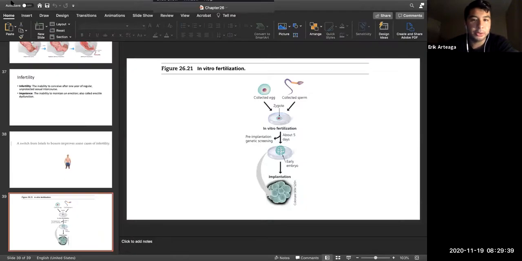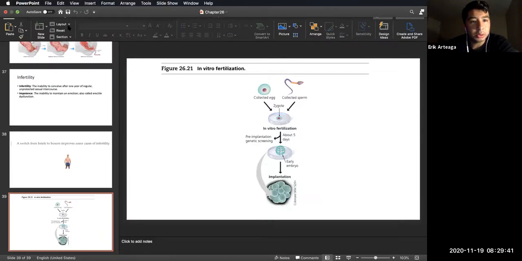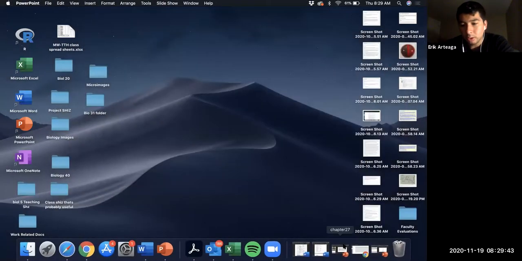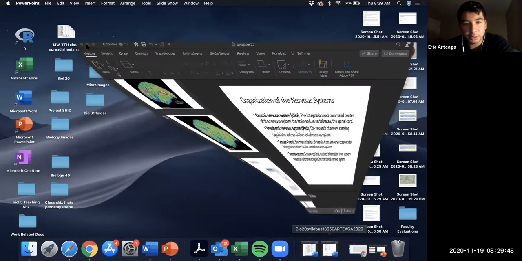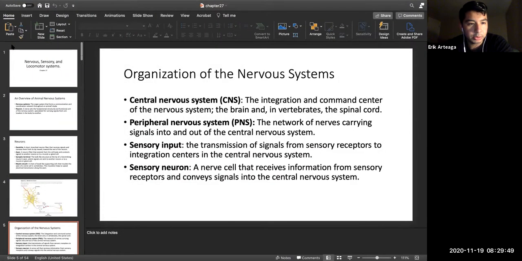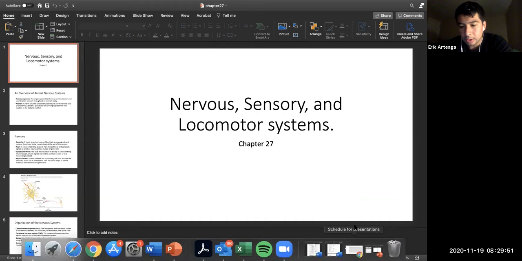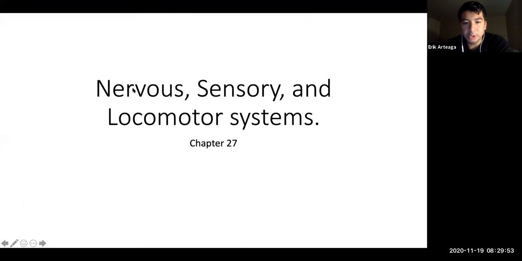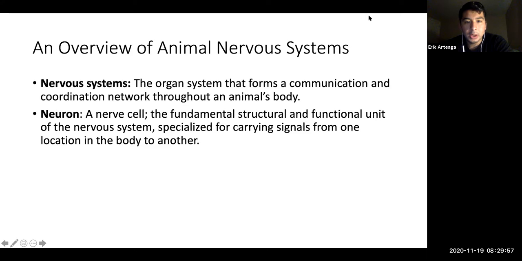All right. That's it for chapter 26. All right. We'll get through about half of 27, I think, because it's a little large. It's a little larger of a chapter if we get through it. All right. So nervous, sensory, and locomotor systems. So an overview of animal nervous systems.